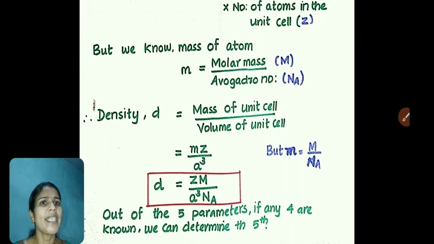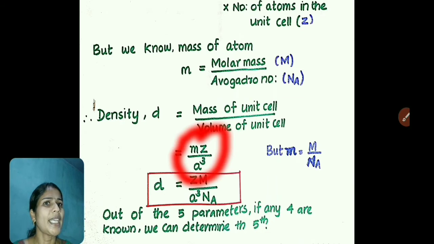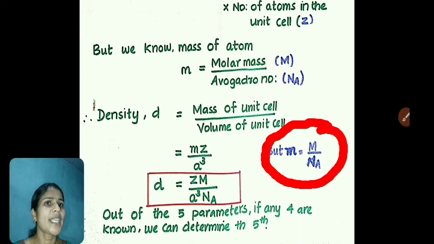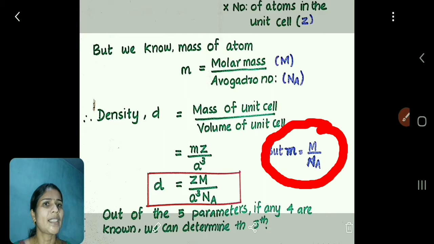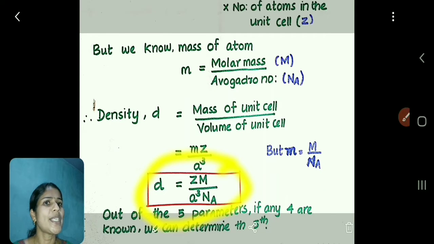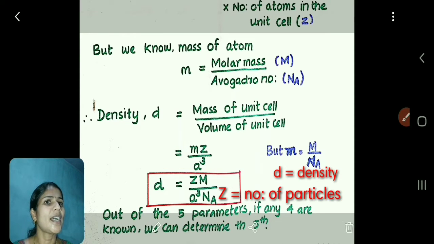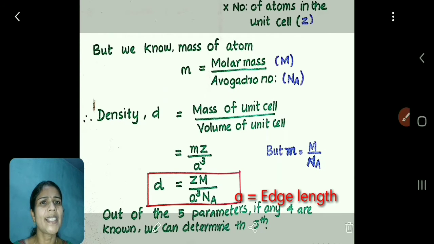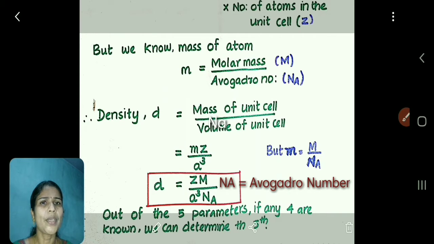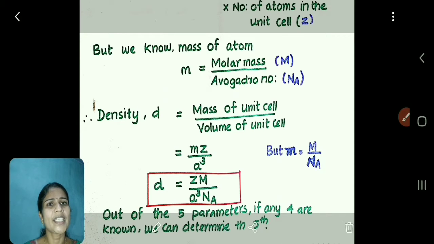Substituting the values here, D is equal to Zm divided by A cube. Then instead of the small letter m, we can substitute capital letter M divided by Na. Then we get D is equal to ZM by A cube Na. Here 5 parameters are there: density, Z the number of particles, M the molar mass, A the edge length, Na the Avogadro number. Out of these 5 parameters, if any 4 are known, we can determine the 5th one.